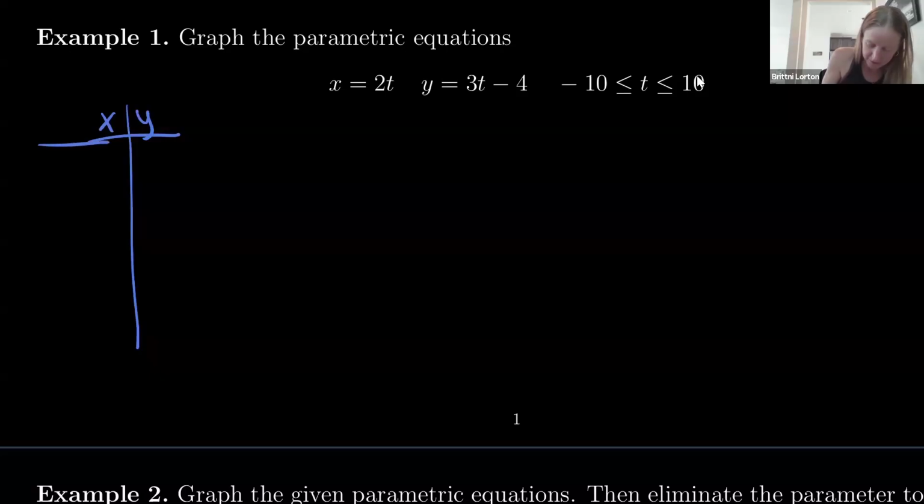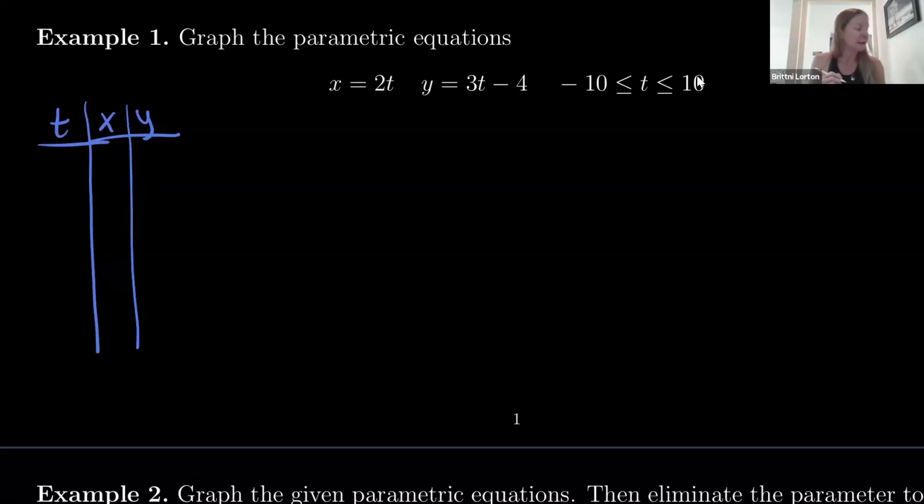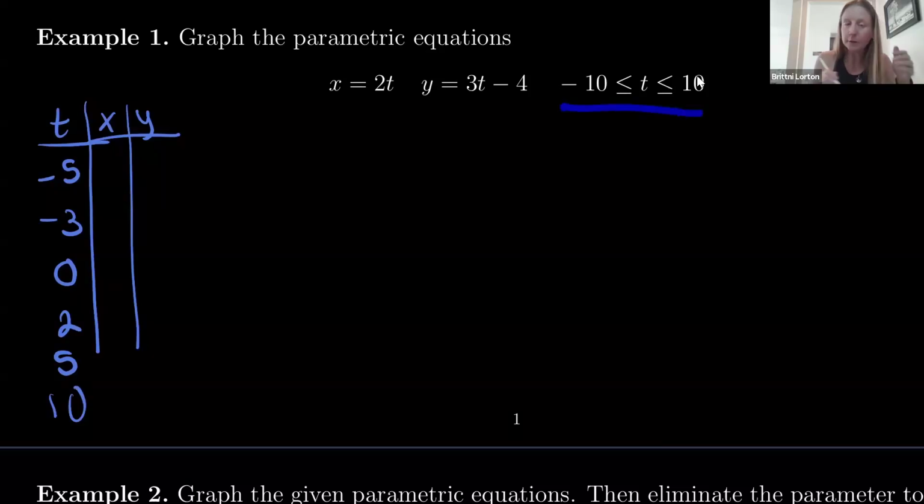The main difference now is that I have a third variable, and that would be t for my parameter or my time. Here's an example where t, my parameter, is going from -10 to 10. So t is the independent variable, and both x and y are the dependent variables. The independent variable is what I'm going to make some choices on. I'm just going to choose maybe -5, -3, 0, 2, 5, 10. These are just some random choices between my domain on the independent variable, in this case t going from -10 to 10.